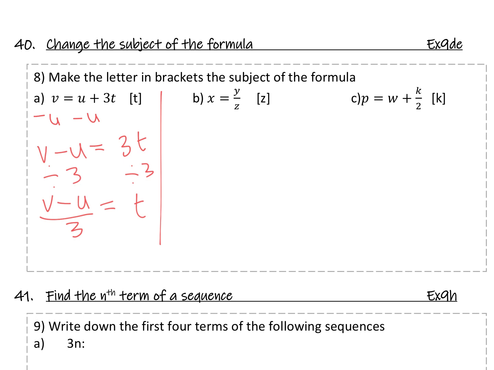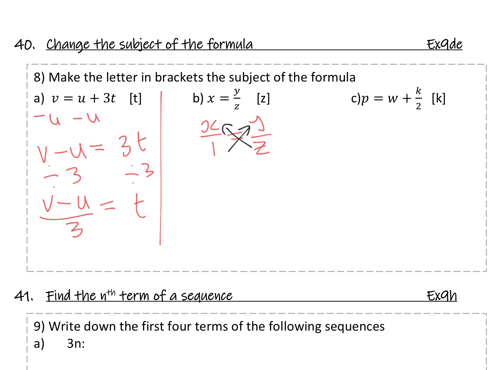Part B, X equals Y over Z. We want to make Z the subject. I would recommend getting rid of that fraction to begin with, which we can do when a fraction equals a fraction. So I've made the left-hand side a fraction. It's X over 1, and we can use the technique of cross multiplying. Only ever use that method when a fraction equals a fraction.